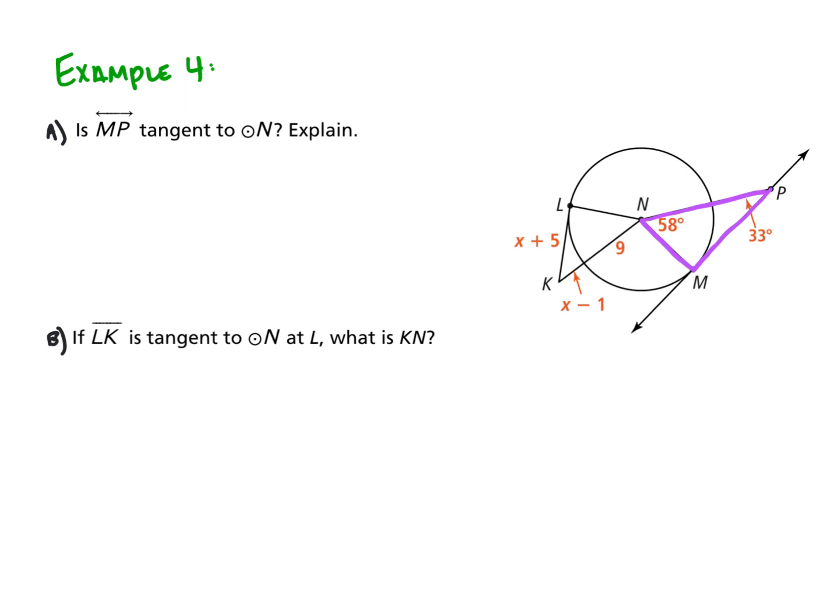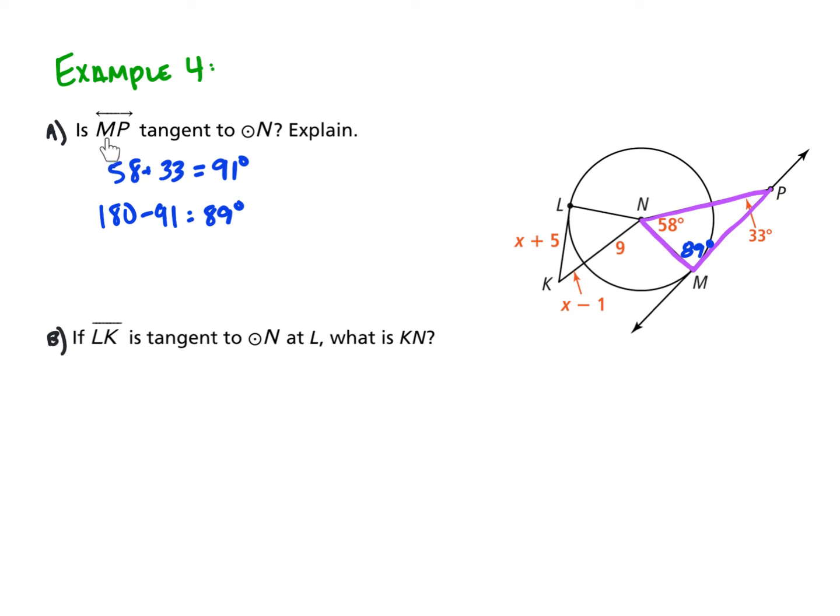If I do 58 plus 33, that gives me 91 degrees. And then if I do 180 minus 91, I get 89 degrees. So that means that this angle right here would actually be 89 degrees and not 90. This would be 89 degrees.